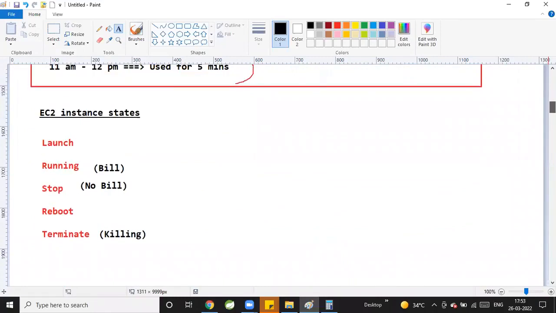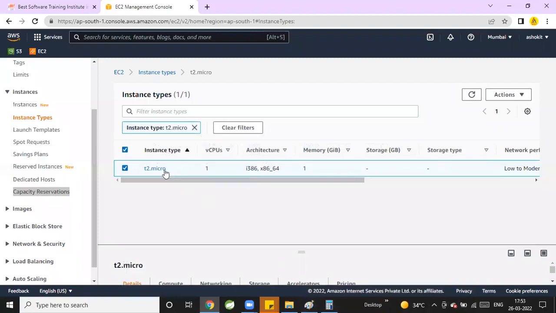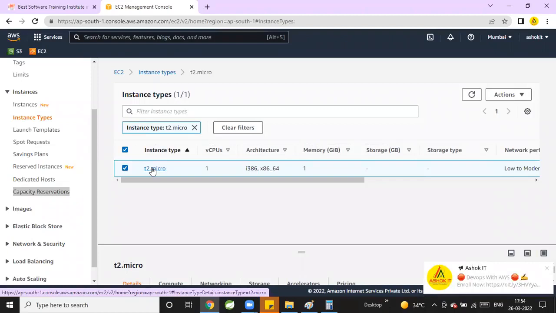1 year free, you don't need to do anything, because for 1 year, every month 750 hours they are going to provide you for free of cost. 1 year free service is available for T2.micro, guys. 750 hours free every month, you don't need to pay. If you use more than 750 hours in a month, across all the instances, if you create 10 instances and your total instances running period is more than 750 hours, then they are going to charge the bill amount.